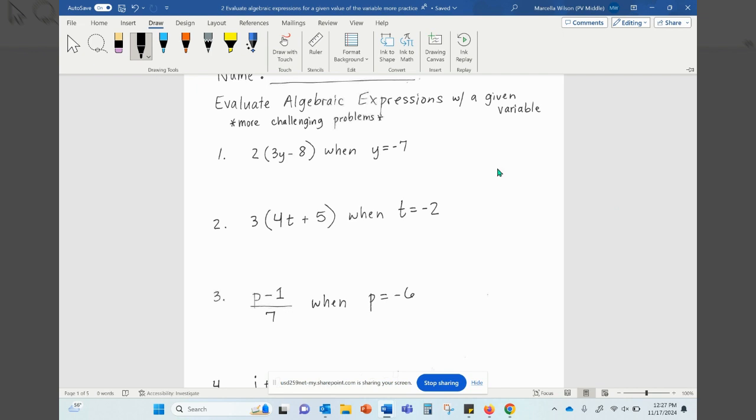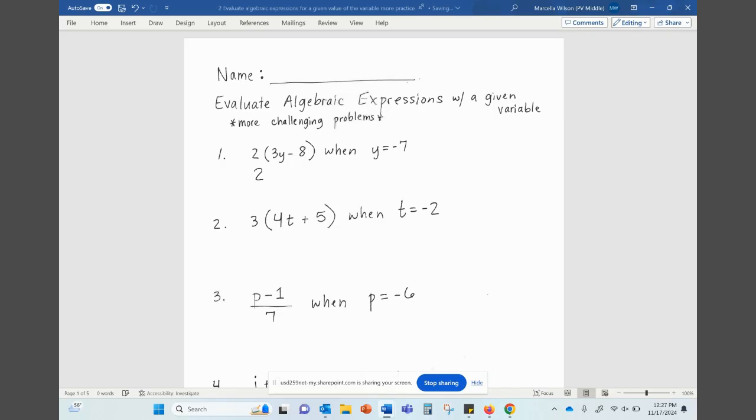Okay, so what we're going to do is we're going to rewrite the whole thing, but I'm going to replace the y with -7 because it says that y equals -7. So I like to use grouping symbols. That would be my parentheses. And I plug it in right where the y is. Okay, and then I solve from there.